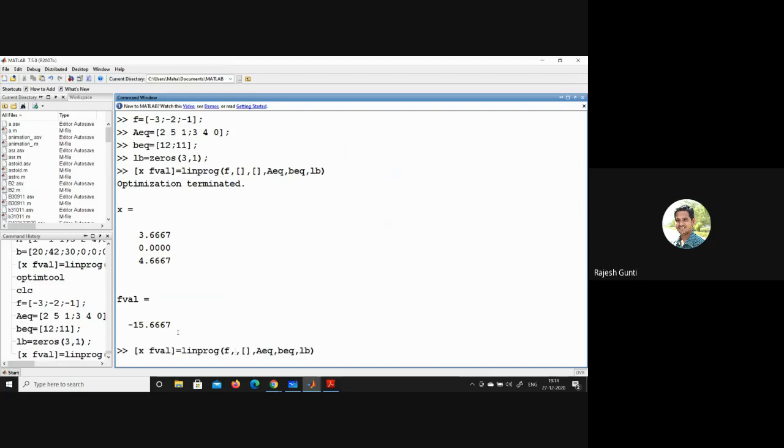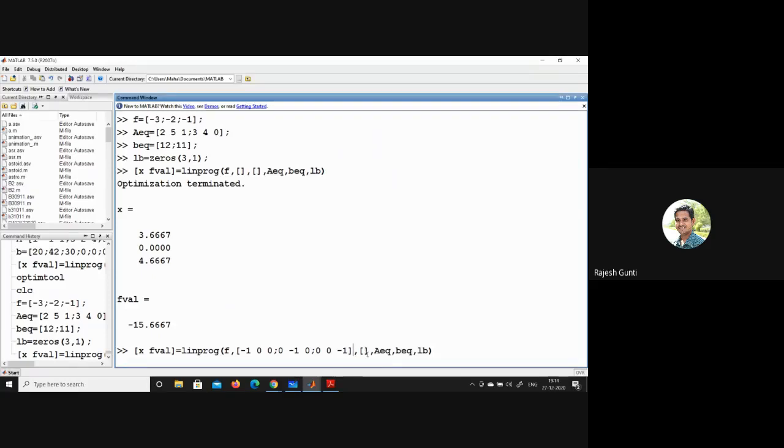Capital A is nothing but what? A matrix. You can write directly the matrix: minus 1 0 0 semicolon 0 minus 1 0 semicolon 0 0 minus 1. Okay, this is capital A. What is capital B? Null matrix. Am I correct or not? The right hand side is the null matrix.